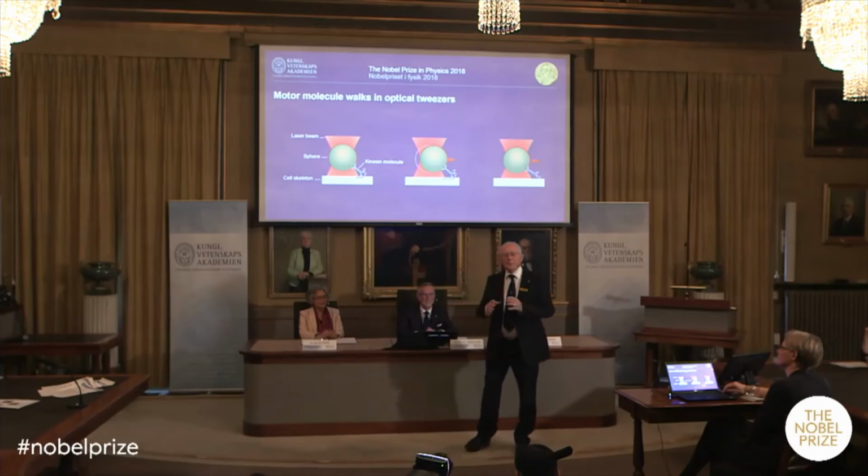By doing this experiment, it was possible to measure the force between the cell skeleton and the kinesin molecule, and it was also possible to measure the step size.